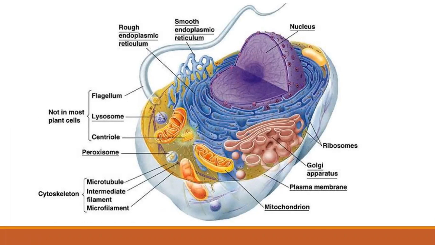So this is the basic structure of a cell, which has different cell organelles like the cell wall, plasma membrane, endoplasmic reticulum, nucleus, ribosomes, Golgi apparatus, and the mitochondria. From among these cell organelles, one of the most important parts of the cell is the cytoskeleton, which comprises microtubules, intermediate filaments, and microfilaments.